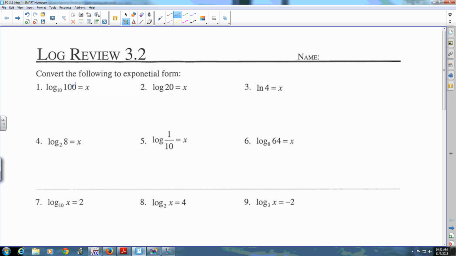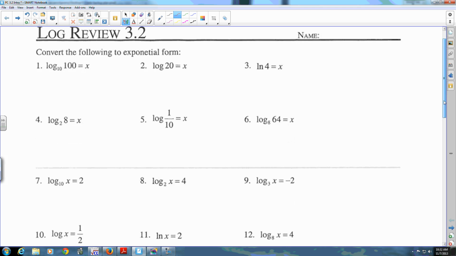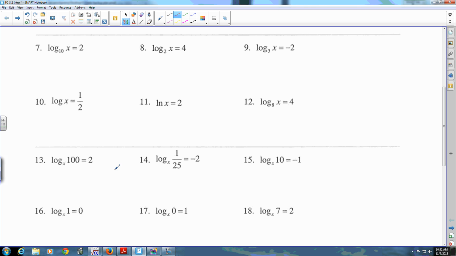Log base 10 of 100 is x. Doesn't matter which format it's in. There's 3 different formats here I'm going to be going through with you. Log base x of 100 is x. So I do want you guys to be able to say it.